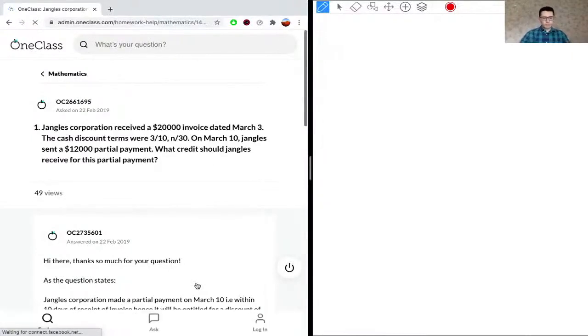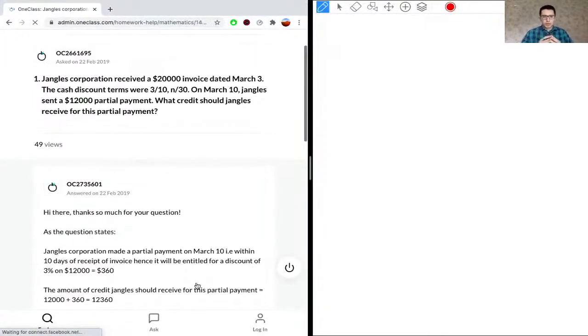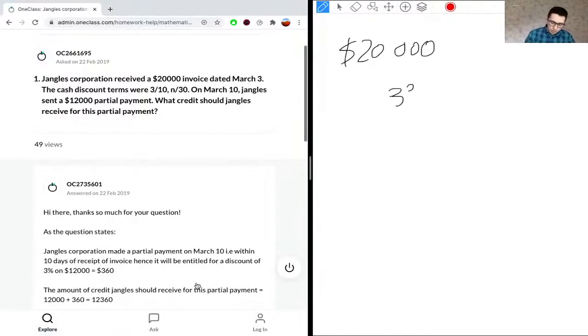So this question is asking: Jangles Corporation receives a $20,000 invoice dated March 3rd. The cash discount terms are 3/10, n/30. So 3/10 means a 3% discount if the payment is made within 10 days, and net 30 means you have 30 days for total payment.